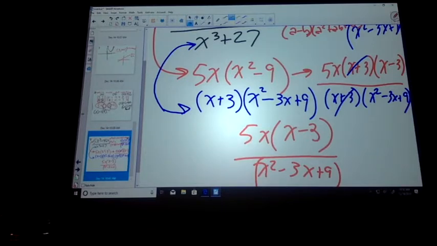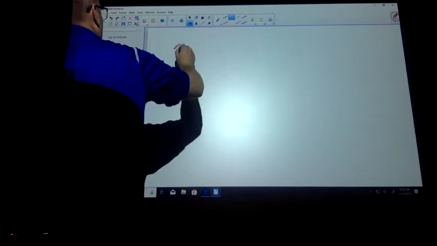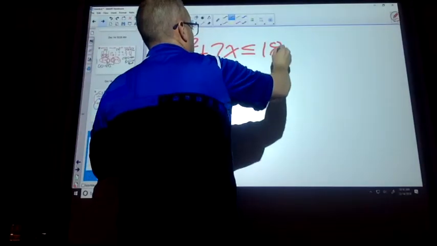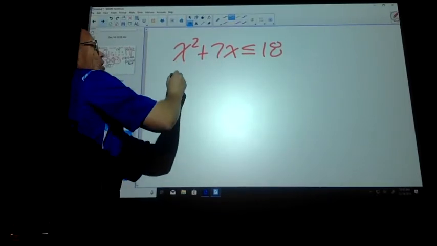But this problem's not asking for that. All right, where else are we at? Oh, we got 2 more? All right, almost done. x squared plus 7x is less than or equal to 18. Okay, so this was missed. So let's bring the 18 over. Still with me?